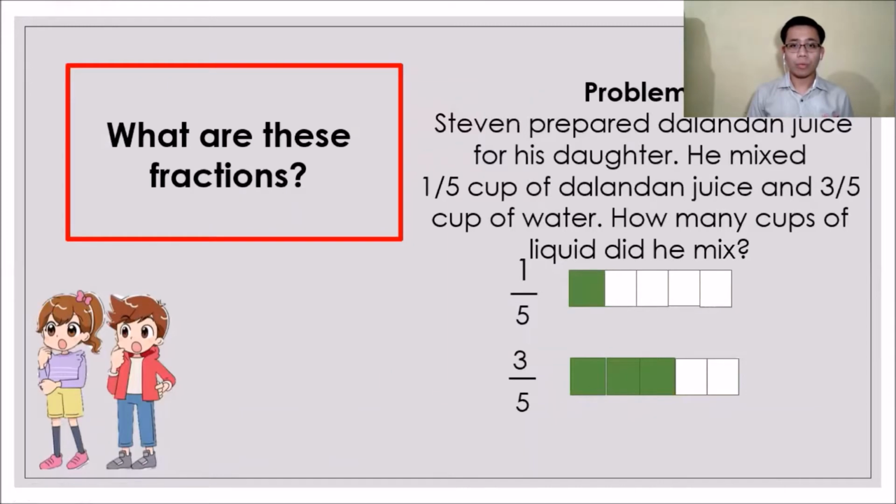So let us find out. Once again, let us have an illustration. We have 1/5 and 3/5. So 1/5 and 3/5 are almost the same in this illustration. Size is almost the same because hinati natin siya sa tig-5. Okay. Pinagsama natin since siya liquid. Okay. Ano ang ginawa natin? Paano natin siya masosolve? Let us find out again.